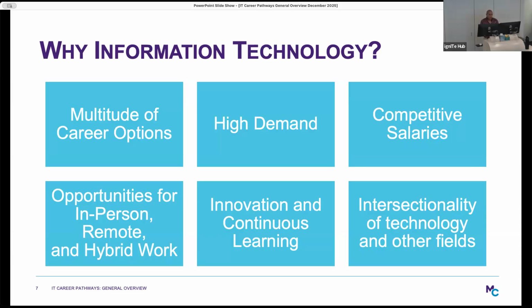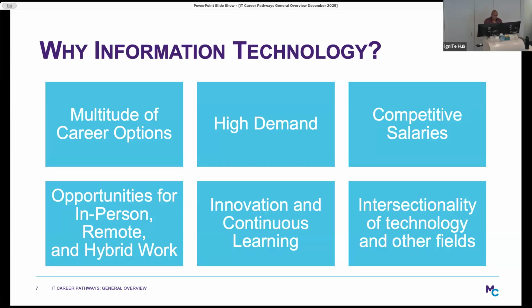Why? First of all, there's a multitude of career options, and that's what we're going to start exploring a little bit in the next sessions. There's a ton of different things that you can do in IT, and these jobs keep growing as the technology advances and changes. Some jobs are left behind, but other opportunities are born with new technologies. So there's a ton of things that you can do.